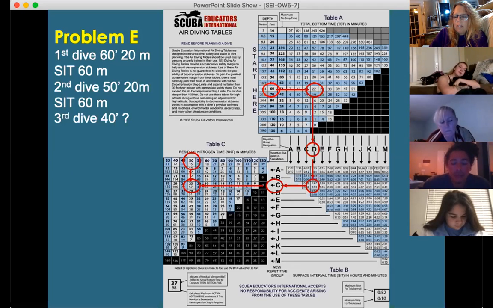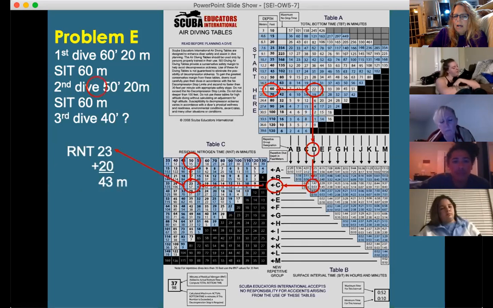That is our penalty. So we're going to take 23, the top number, plus the actual bottom time, which is 20 of our second dive, still on our second dive. We now have 43. You see how that works? So we now have 50 for 43. So then we go back up to table A with this new number, 50 for 43.